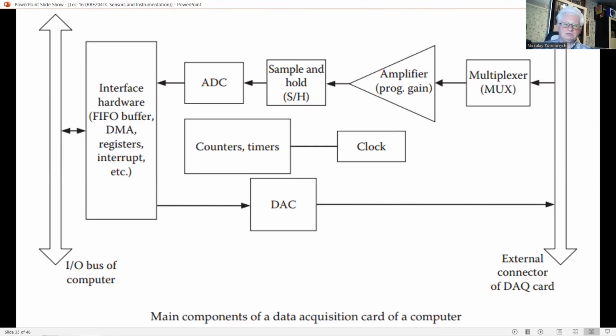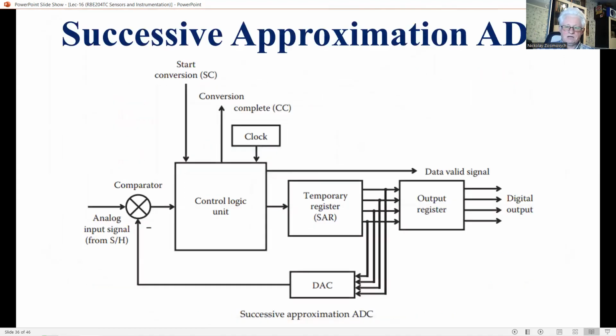Two common types of ADCs are discussed now. Some other related versions are considered at the end of our lecture. And now let's see the successive approximation ADC.